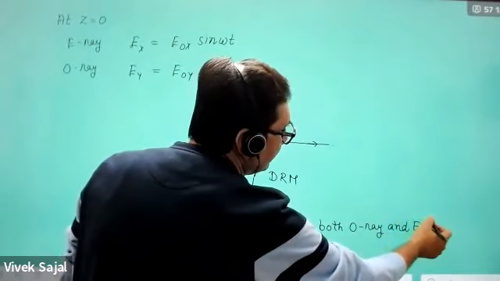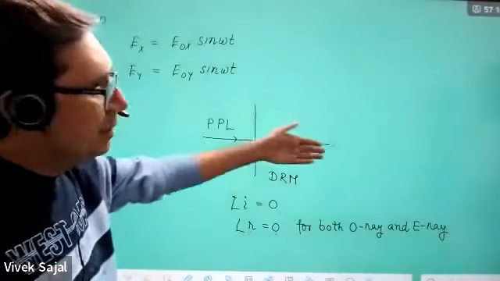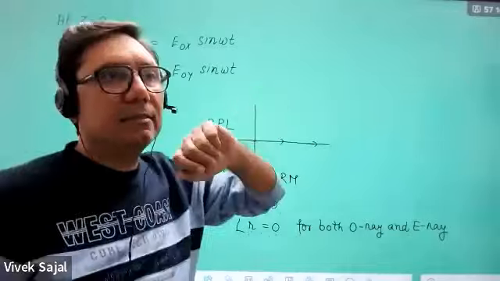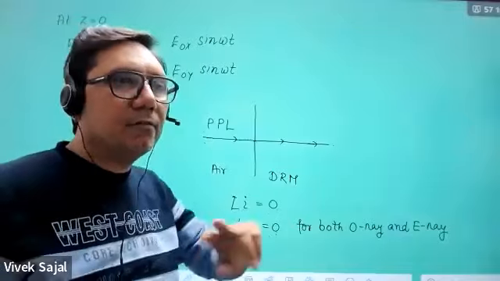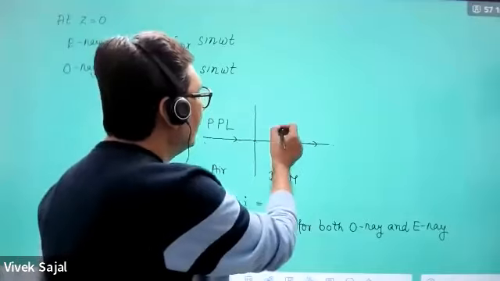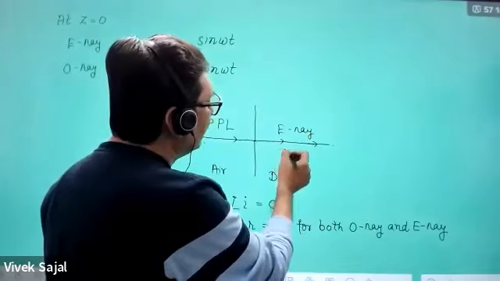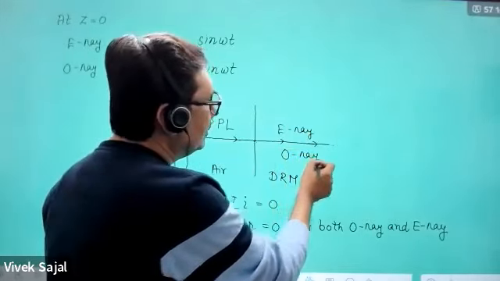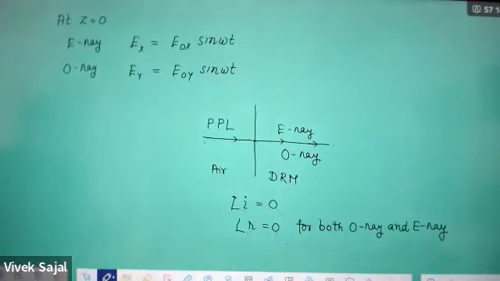Why are they traveling along the same line? They are traveling along the same line because light is incident normally. So their angle of refraction will be 0. So they are going to travel like this. Both E ray and O ray, E ray is traveling in this direction, O ray is traveling in this direction. Both are traveling one after the other. Yes, beta, please tell me.